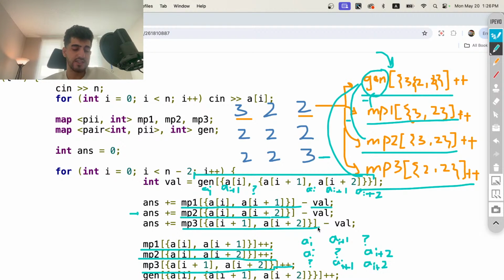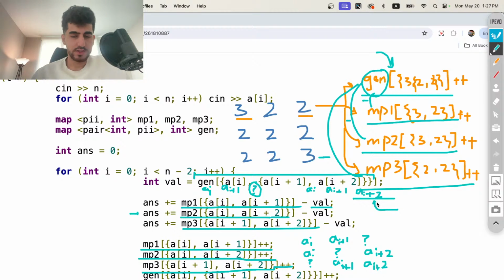Gen is designed to hold, for each triple, how many times it appeared in our array. And this minus val, as I said, is because here I know the third one is a question mark, but I don't want it to be A of I plus 2. I want it to be anything other than A of I plus 2. So I subtract val from it.